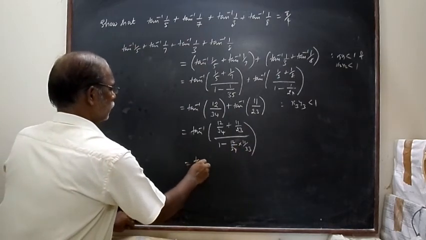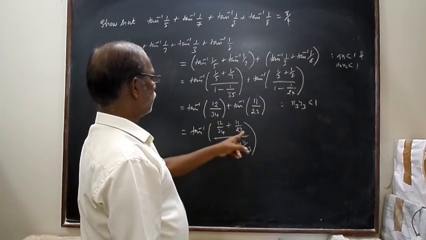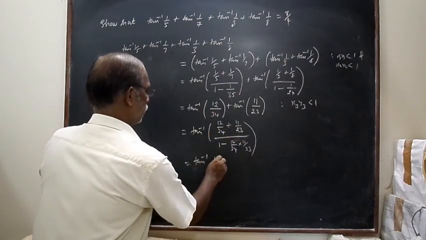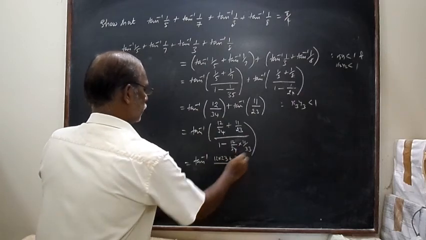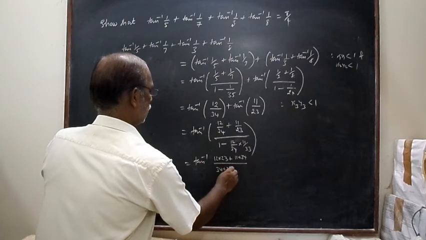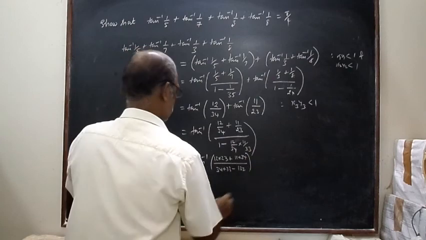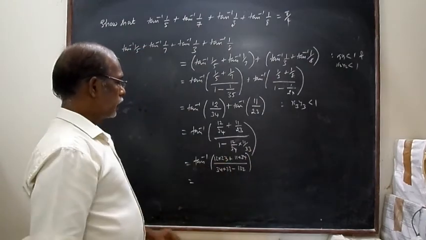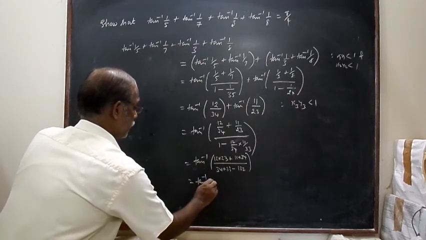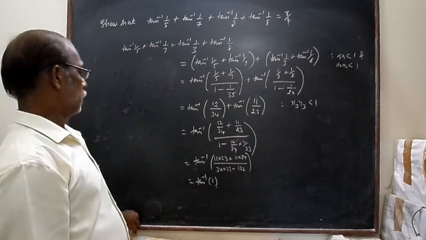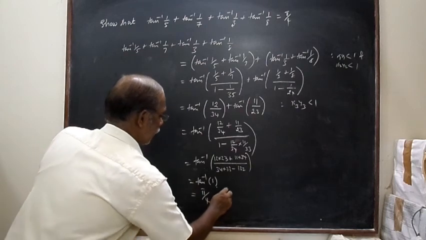is equal to tan inverse of, so we multiply by cross multiplication, 12 times 23 plus 11 times 34, over 34 times 23 minus 132. On this multiplication, the numerator and denominator will be equal, so after simplification you get tan inverse of 1. So tan inverse of 1 is nothing but pi by 4, hence proved.